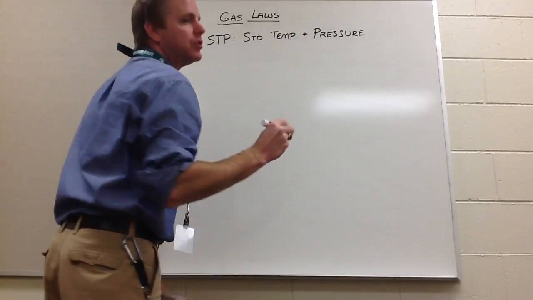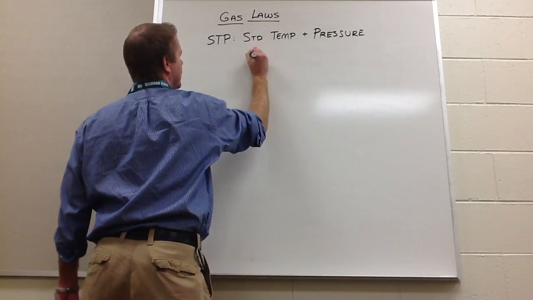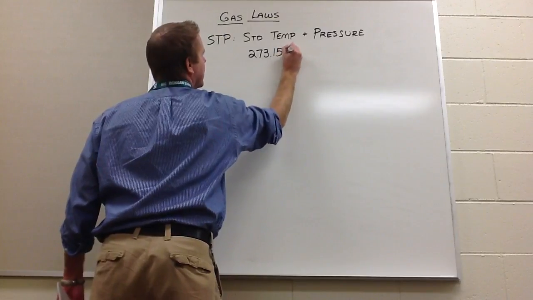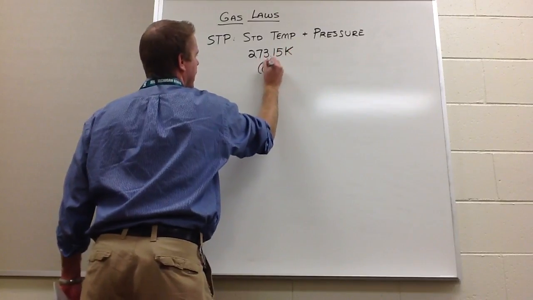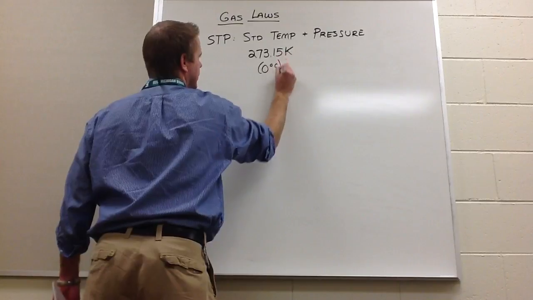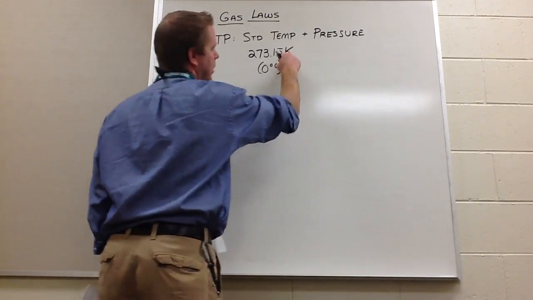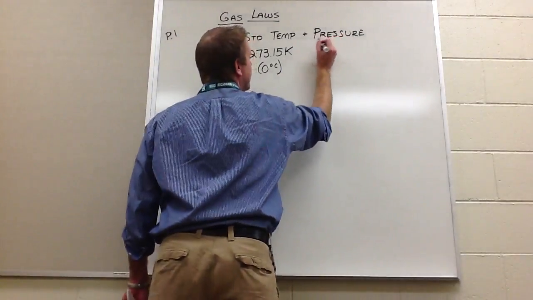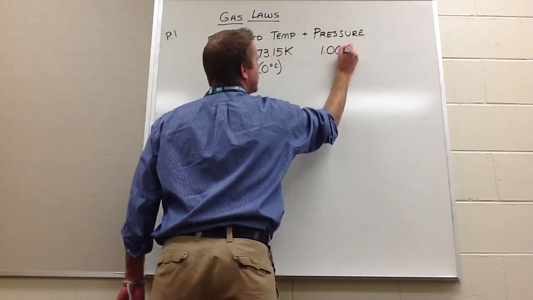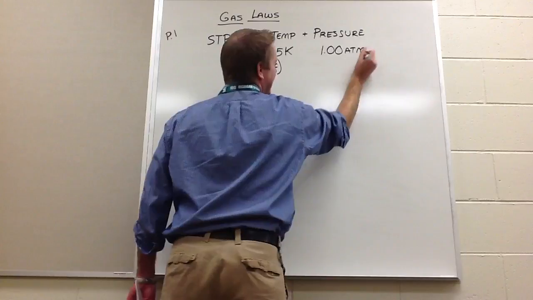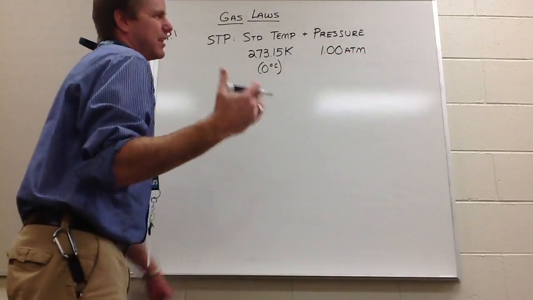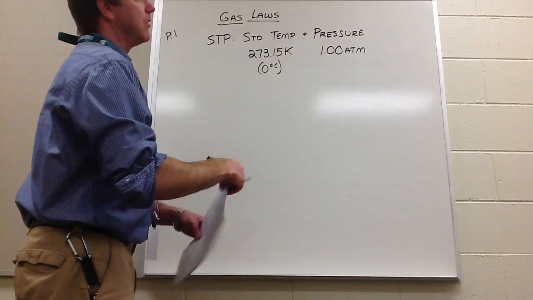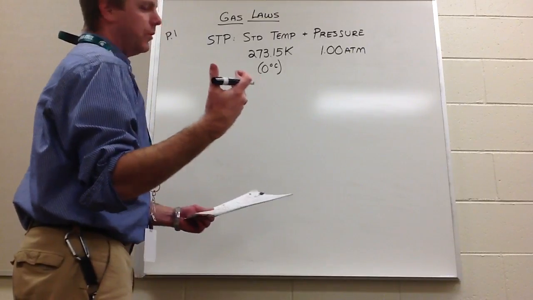The standard temperature, because the SI unit is Kelvin, is 273.15 Kelvin, or otherwise known as 0 degrees Celsius, right? This is the unit we're going to use for standard temperature. And the pressure is 1.00 atm. Now this is kind of arbitrary, right? I'm just giving three significant figures, 1.00. It could be as many or as few as you want it to be, but I just chose three.